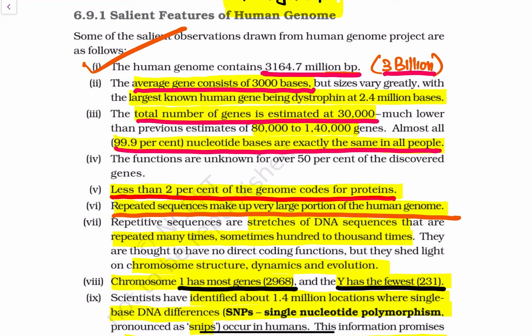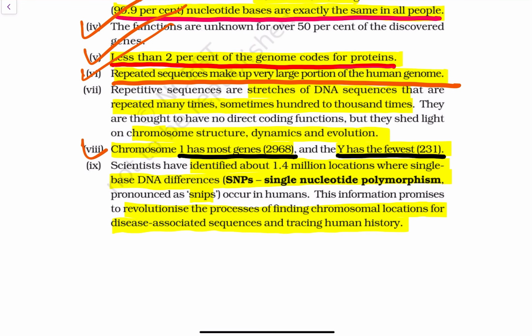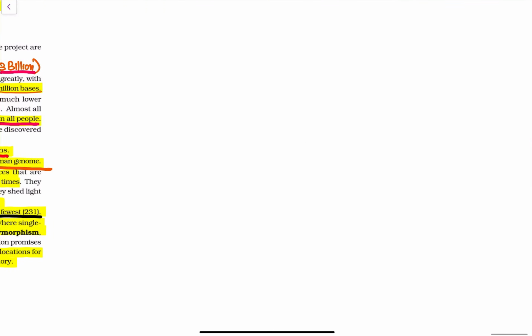Okay, so important things: we have 3 billion base pairs. We have 3000 bases in every gene, but dystrophin has 2.4 million. It is the largest gene on the X chromosome. Total genes are 30,000, and 50% of genes have unknown function. 99% of bases are the same. Less than 2% codes for proteins. Repeated sequences form a large portion of DNA. Chromosome 1 is largest with 2968 genes. Y has the fewest, and 1.4 million locations have SNPs, single nucleotide polymorphisms. Okay, that is some information from the Human Genome Project.